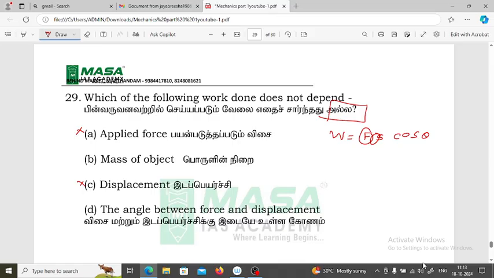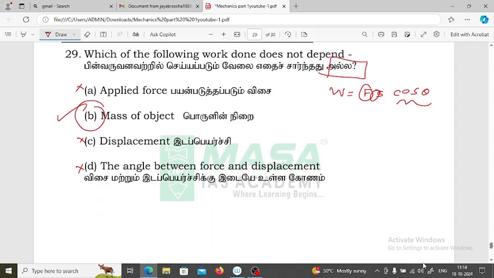What is the question? Work done does not depend. So work done depends on displacement. This option will not be the answer. Work done depends on applied force. Similarly, work done depends on angle between the force and displacement. Theta, cos theta. Angle between the force and displacement is denoted as theta. It depends on this too. So what is the answer? Our answer is option B. Mass of object is correct.